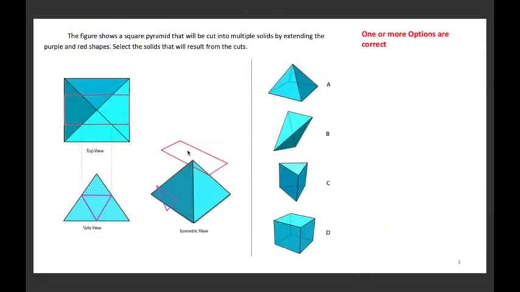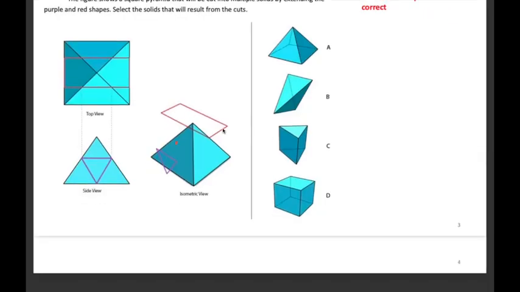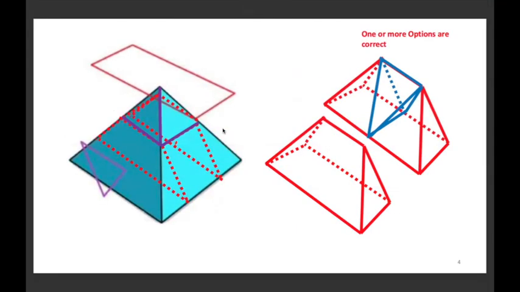The figure shows a square pyramid that will be cut into multiple solids by extending the purple and the red shapes. This is the red shape and this is the purple one, which will be cutting the pyramid. You have to select the solid that will result from these cuts. When these cuts are made, you have to identify which of the solids will be made. Okay. So when you cut the red frame through the pyramid, we'll get these two forms. One is this part, one is this part, and then we will also get this kind of form here, which will look something like this.